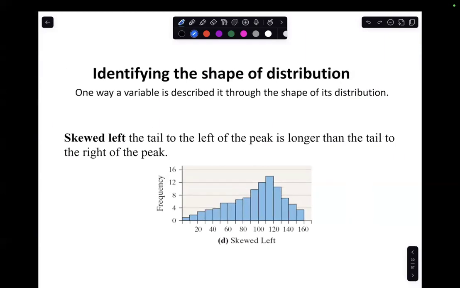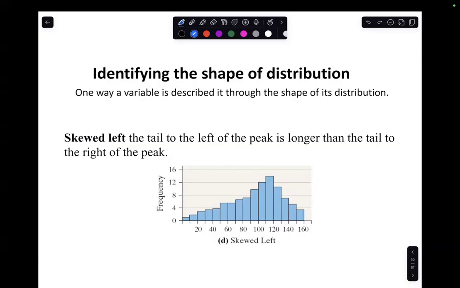This one, notice that we have a long tail on the left, so we are skewed left. I personally really tried to say, hey, this has to be right because my peak is higher on the right. No, no, no, no, no. You're looking at the tail, not the peak. The tail is what is important here.